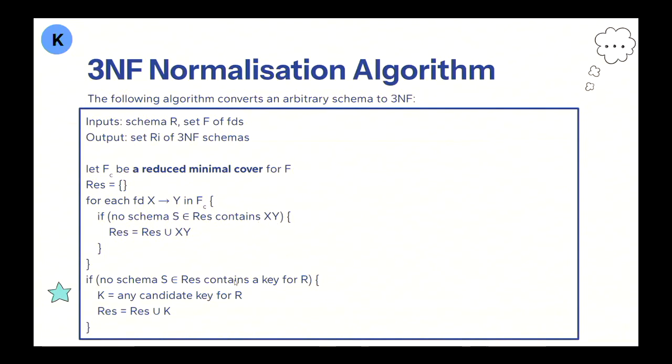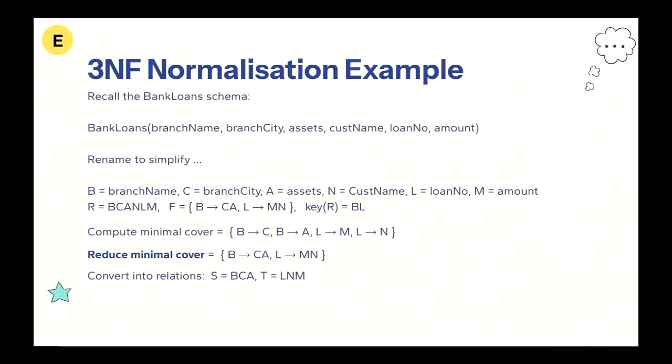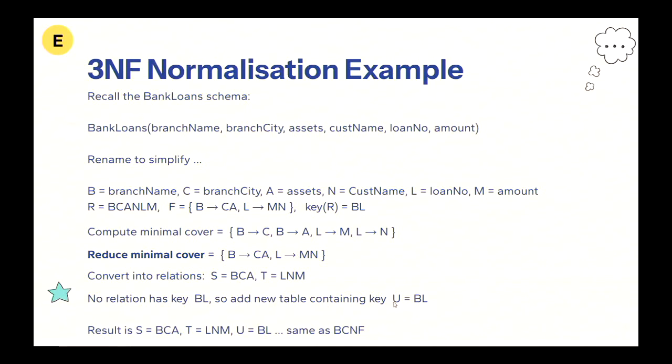And the second one is if no schema contains a key for the original table, we make any candidate key of the original table into a separate table. So as you can see here, we just finished the first step. We are converting all the functional dependencies from the reduced minimal cover into a separate relation. But the key of the original relation doesn't appear in any one of the new schemas. So we add a new table containing the key of the original table. And this will give us S, T, and U.